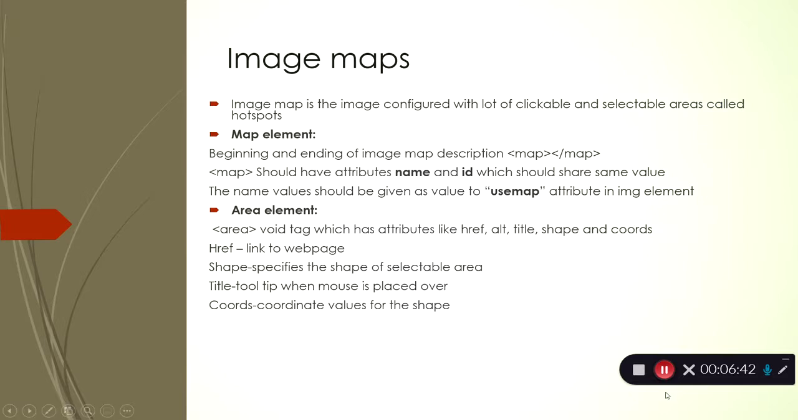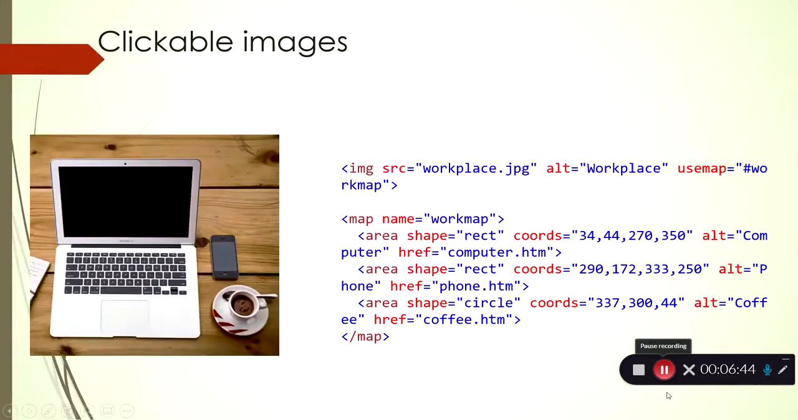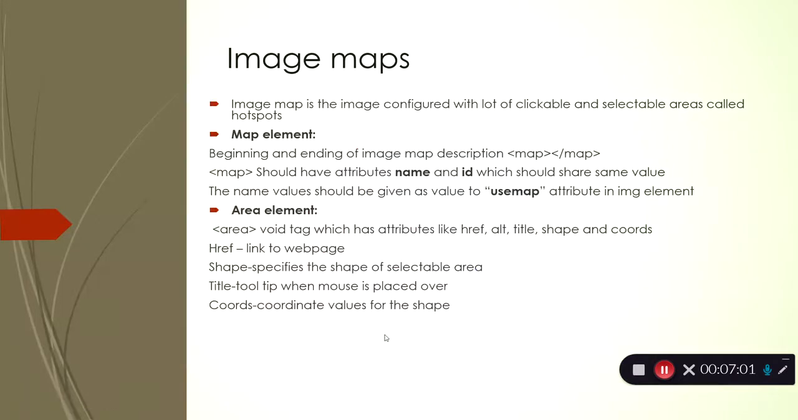This is the syntax for the image map element. You have to have the map tag, an opening map tag and a closing map tag, and inside this you will have area elements, like how you use ul and li list elements. Here you have to have a map element and an area element. The map element should have the usemap name attribute.